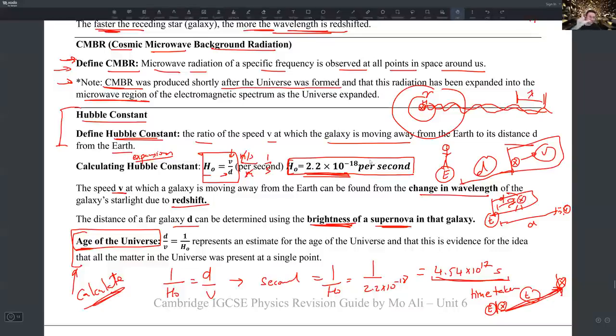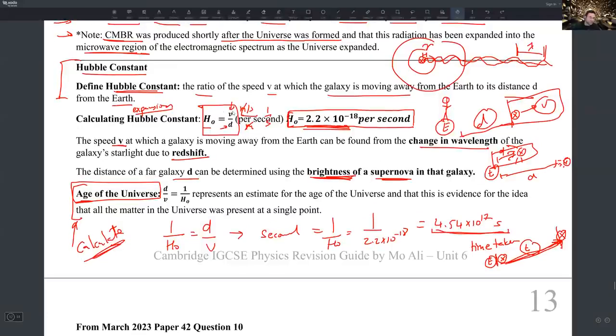This is how fast it's moving away from us. Not in terms of speed, but as a percentage. It's like expanding away from us at 2.2 10 power negative 16% per second. Very small, but every second it moves away from us. So that's how fast the universe is expanding, or how it's moving away from us. Okay? Alright.